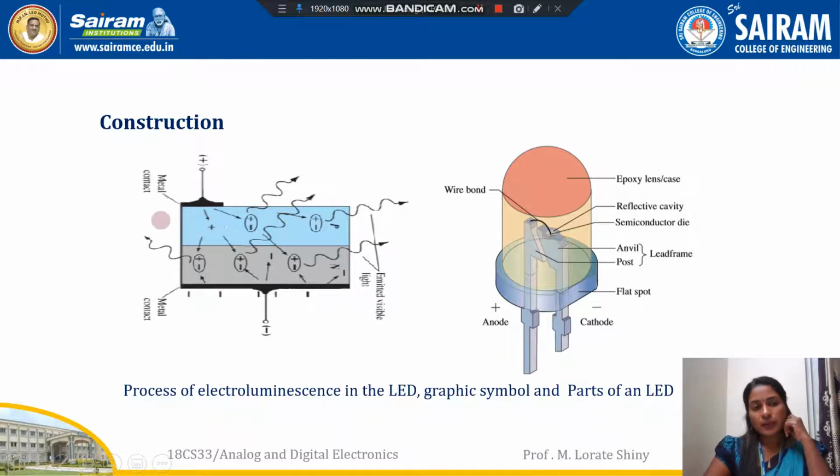This is the p-n junction. When the p-n junction is forward biased, recombination will take place. During the recombination, photons are released. So this is about construction.